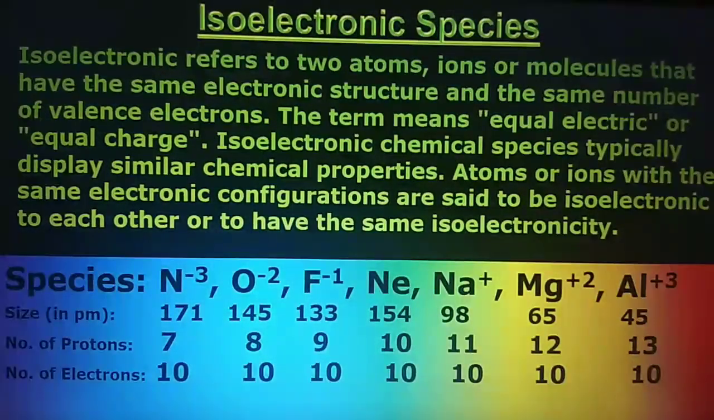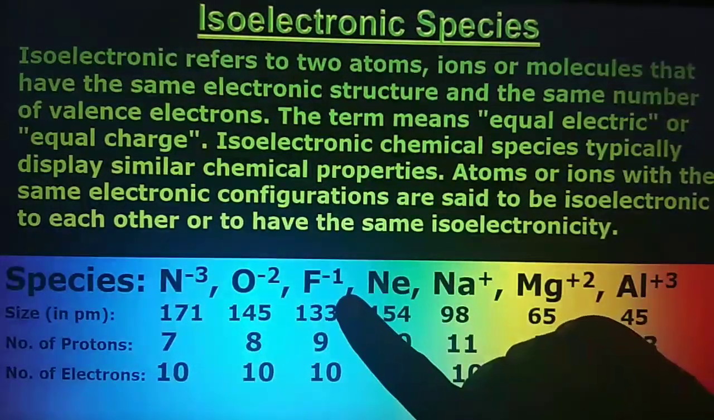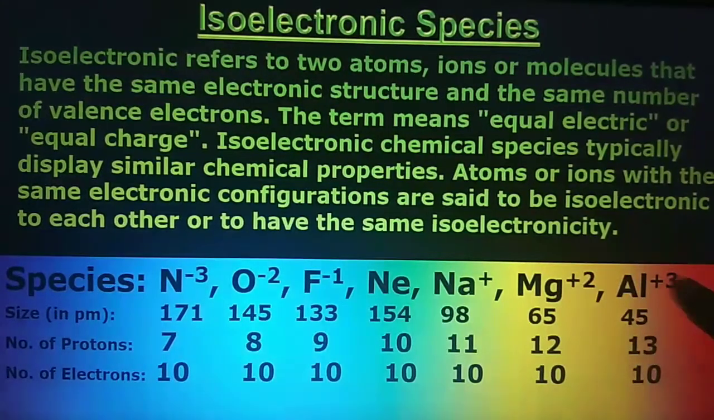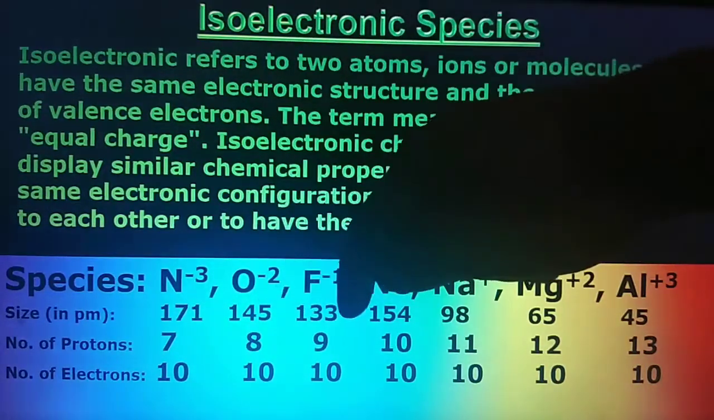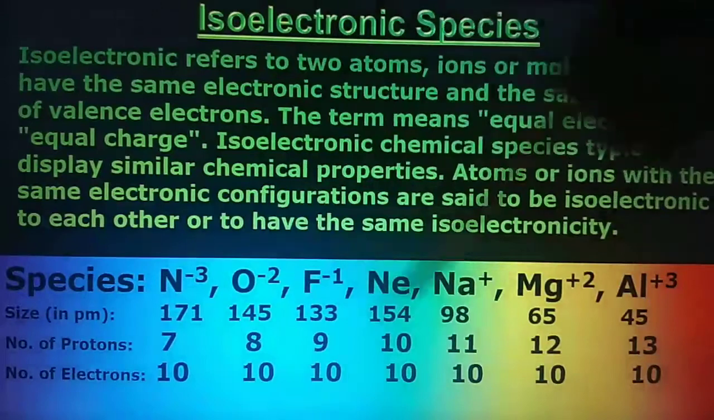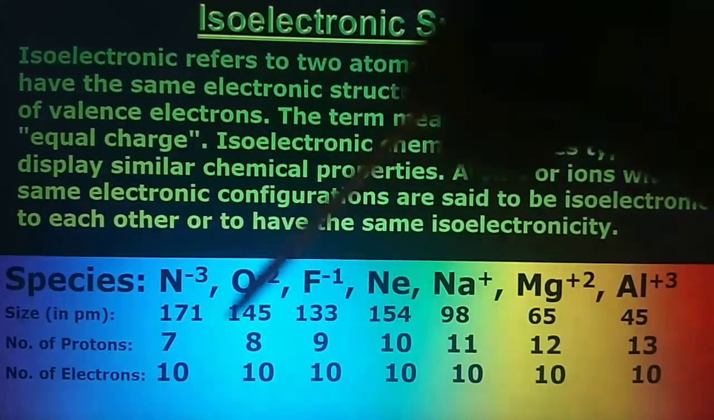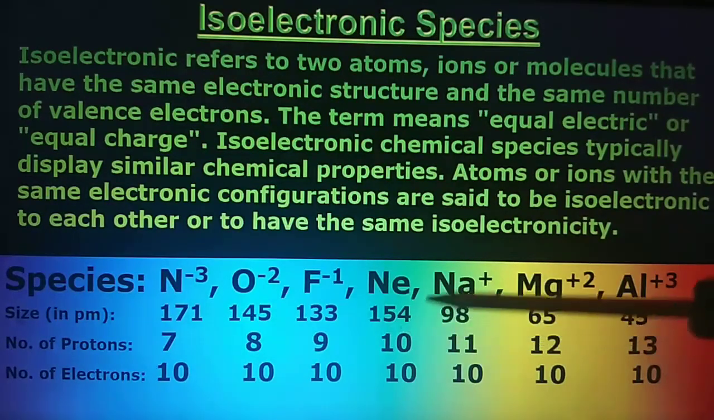Here are the species. This is called nitride, oxide, fluoride, neon, sodium, magnesium and aluminum. And you can observe the size 171, 145, 133, 154, then 98, 65 and 45, right? All the data is given in picometers. Now we observe that the size decreases, and we are not going to discuss this case, neon.